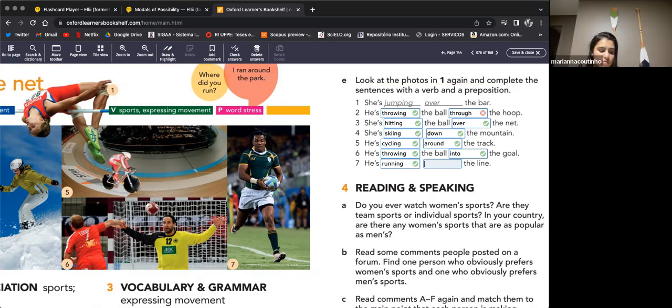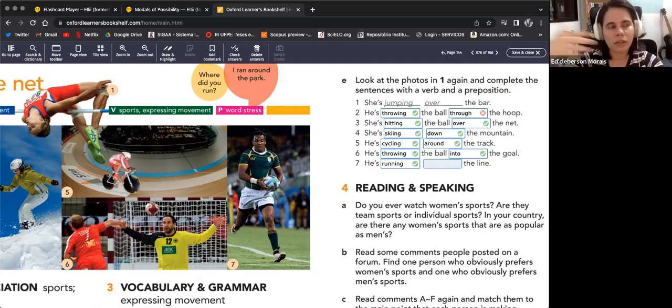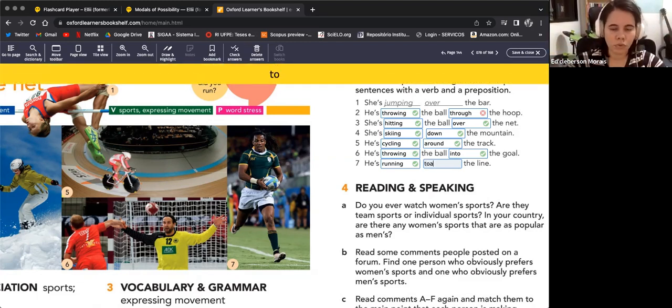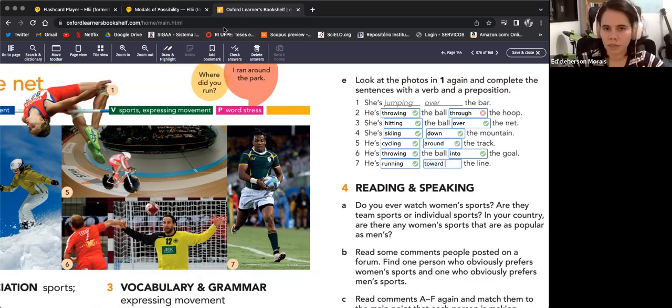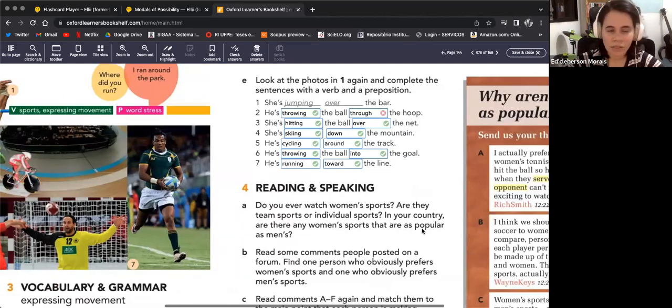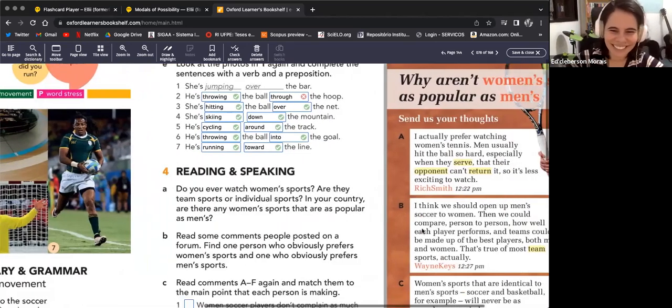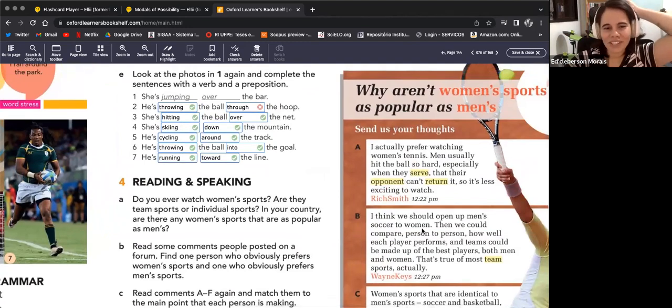Toward, no. Toward, ele está indo em direção. Toward, maybe. Yes, correct. Ele não atravessou ainda. He didn't cross yet. Okay, so yeah, you are correct. So he's running toward the line. Até, em direção, okay? You are correct. Good one. Eu ia errar, ó. Eu ia colocar across e eu ia ficar por isso mesmo. Okay? Any questions?